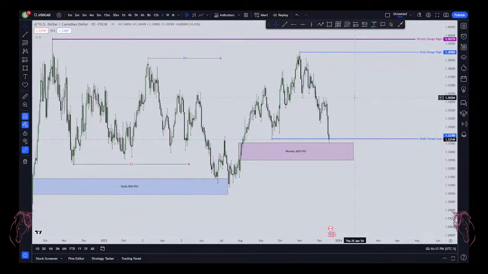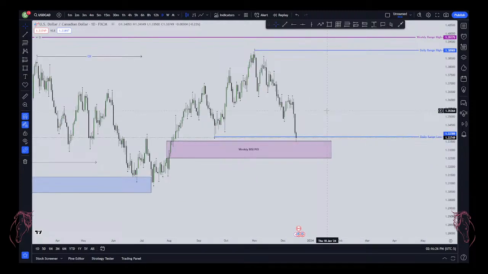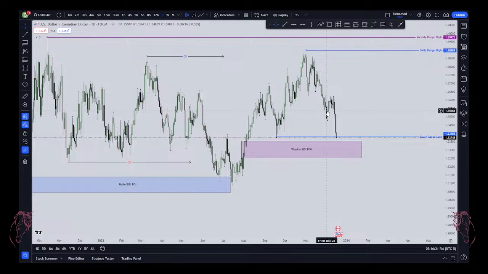So this is what we have for next week. Let's just wait and see what price does. I want to see how it reacts in this zone right here, this weekly BISI, point of interest. I want to see how it reacts in this level to determine whether we have an opportunity or not. If we do, we take it. If we don't, we don't take it. We don't need to chase anything. We don't need to be chasing trades. We don't need to be forcing trades. We want to be waiting for the most optimal trading opportunity to take so we can have an A+ trading setup. That's exactly what we want to look for.